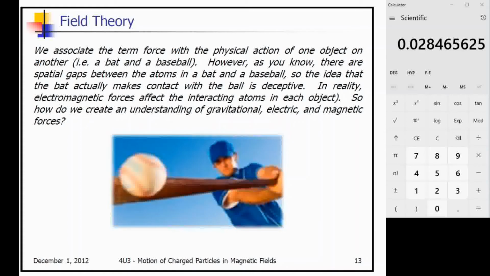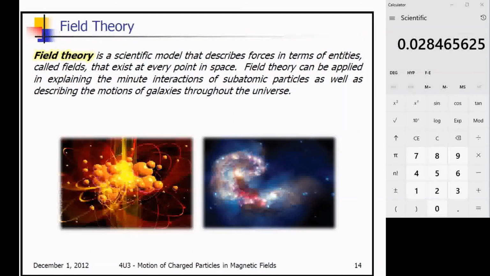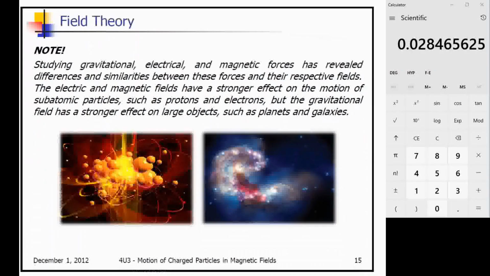So how do we create an understanding of gravitational, electric, and magnetic fields? Field theory is the scientific model that describes force in terms of entities. We call these entities fields, and they exist at every point in space. Field theory can be applied and explain the minute interactions of subatomic particles, as well as describe the motion of galaxies throughout the universe. So studying gravitational, electric, and magnetic forces has revealed differences and similarities between these forces and their respective fields. The electric and magnetic fields have stronger effect on the motion of subatomic particles, such as protons and electrons, but the gravitational field has a stronger effect on larger objects, such as planets and galaxies.